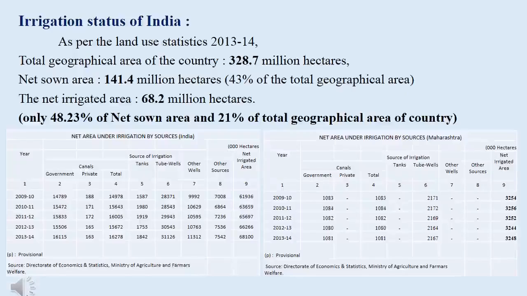If we review the irrigation status of our country, out of the total geographical land of 328.7 million hectares, 141 million hectares is net cultivated area, and out of that only 68 million hectares is under irrigated condition. It means only 48% of land is under irrigation.